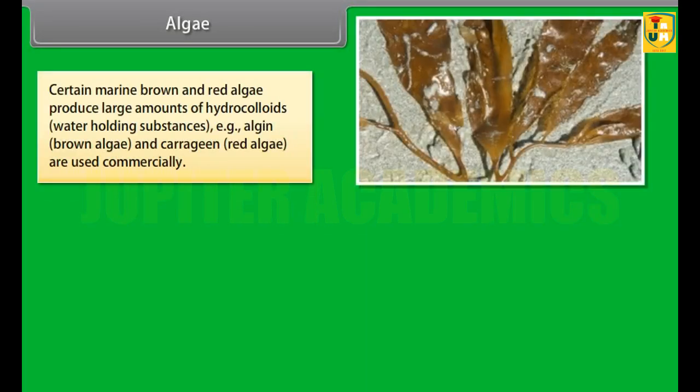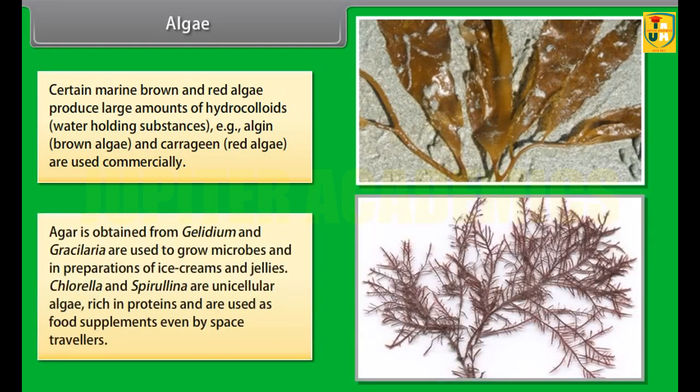Certain marine brown and red algae produce large amounts of hydrocolloids, water-holding substances, that is, algin, brown algae, and carrageen, red algae, are used commercially. Agar obtained from Gelidium and Gracilaria are used to grow microbes and in preparations of ice creams and jellies. Chlorella and Spirulina are unicellular algae rich in proteins and are used as food supplements even by space travelers. Chlorophyceae.